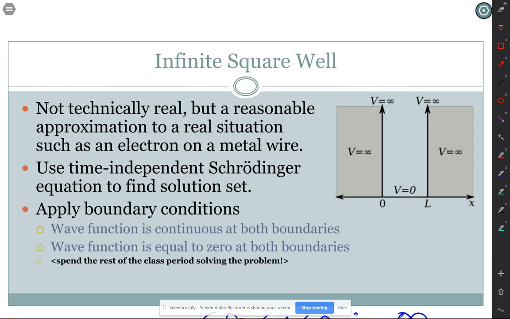Okay, last class period, we ended with the introduction of the infinite square well. And so now we're going to work on the solution to the Schrodinger equation that matches this infinite square well.